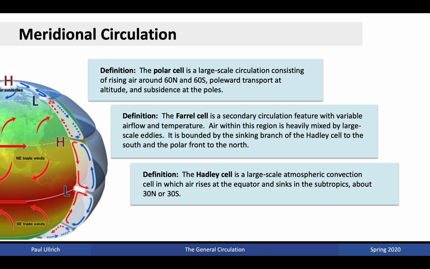Finally, the polar cell, located in the northernmost latitudes between 60 degrees and the pole, is associated with rising motion at the polar front and subsidence occurring at the poles. This three-cell model naturally emerges in the Earth system because the rotation of the planet prevents a single cell from circulating from equator to pole.